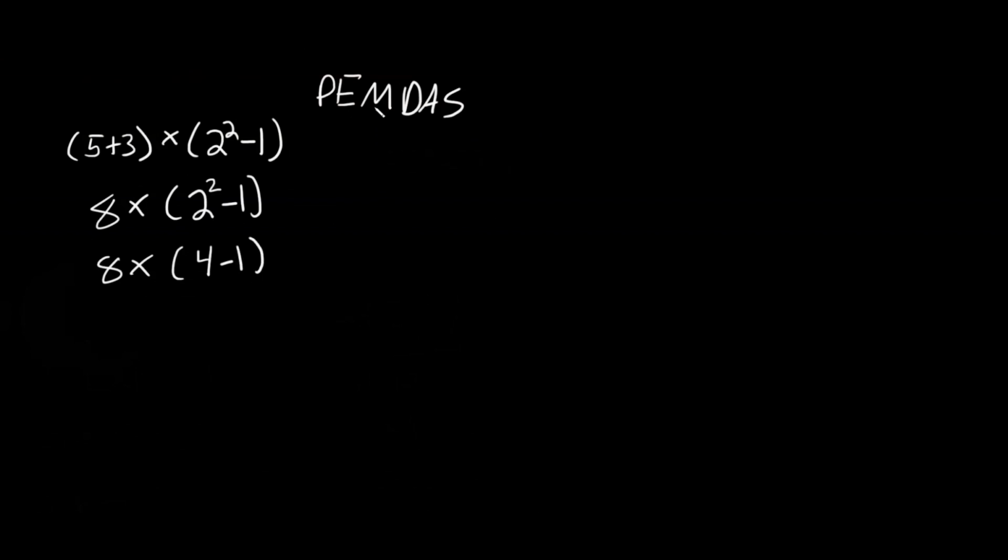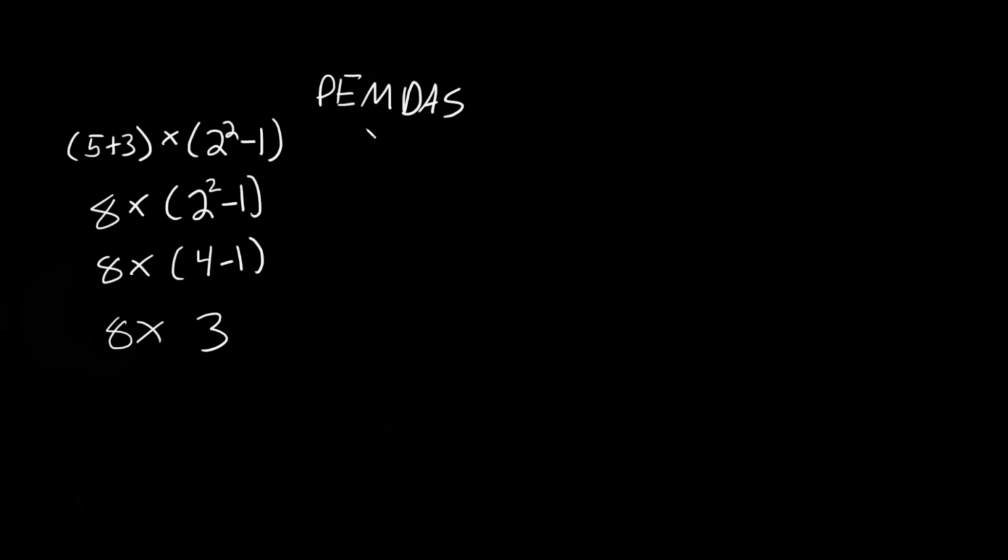And now we're looking for multiplication and division within the parentheses, and there is none. And now we're looking for addition and subtraction within the parentheses, and there is a minus 1. So this is going to be 8 times 4 minus 1 is 3. We would write the parentheses, but it's only one value. So now that there are no parentheses, we can continue with the whole expression.